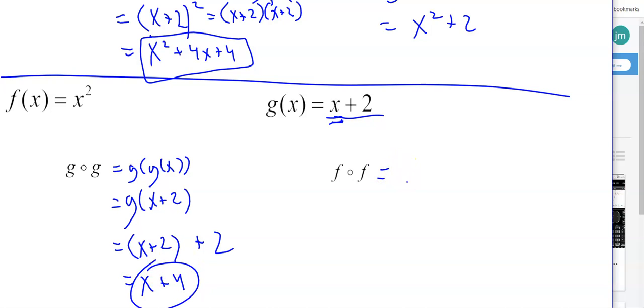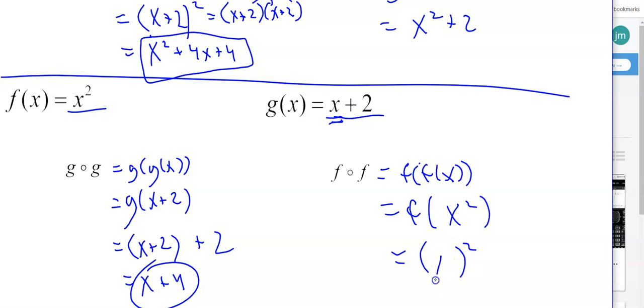f of f of x. Let's do the inside part first. So that's f of x, which is x squared. So I'm just going to plug that in. Everywhere there's an x, I'm going to plug in x squared. So that would be, instead of x squared, it's going to be x squared squared, which is x to the 4th. And that is the lesson.